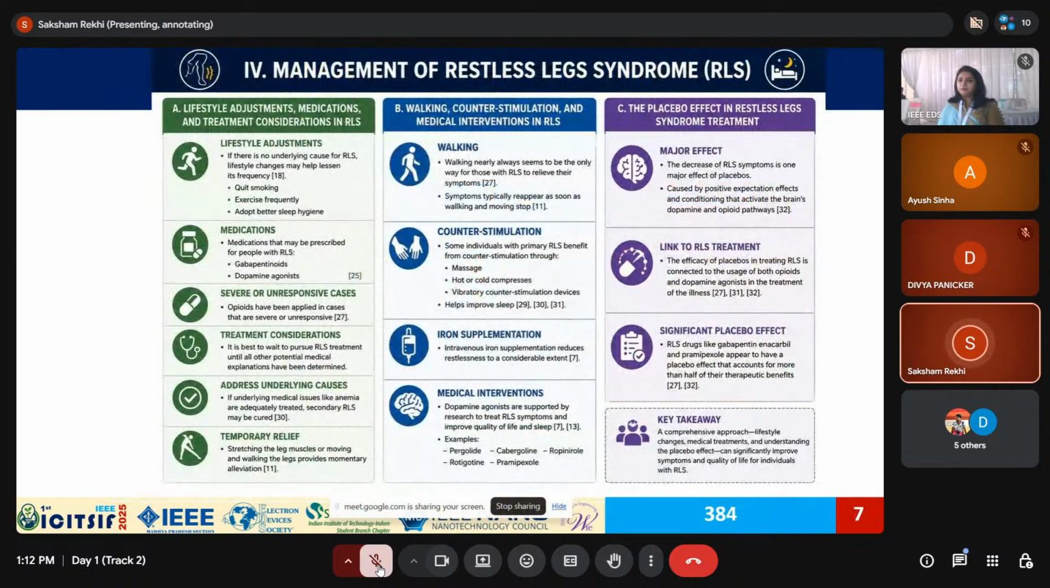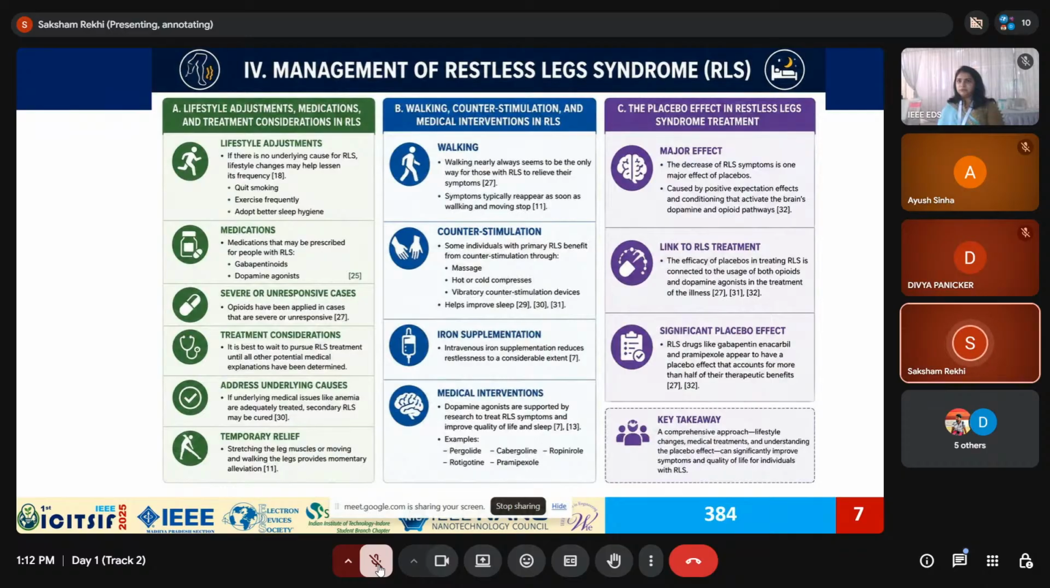Management. Now we come to management of RLS, restless leg syndrome. Lifestyle adjustment: if there is no underlying cause of RLS, lifestyle changes may help to lessen its frequency. Quit smoking, exercise frequently, adopt better sleep hygiene.